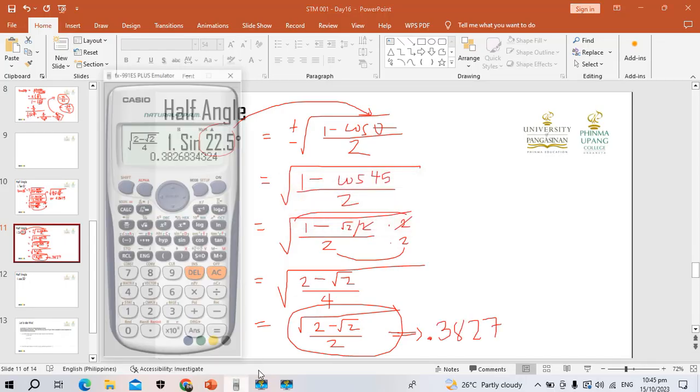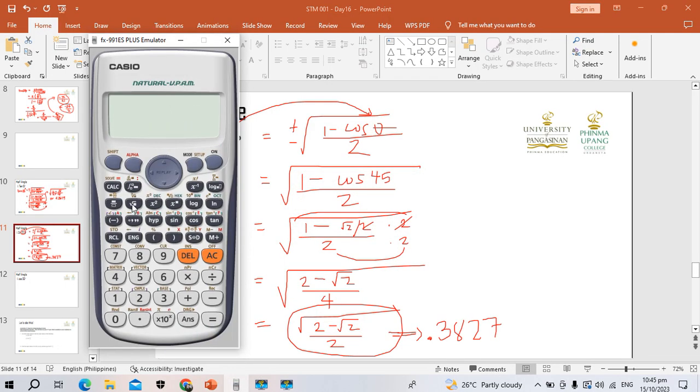I-check. Double check natin if it is correct. So, we're going to use 1 minus cos 45. We're going to type this one. Input natin, 1 minus cos 45. Nakalimutan ko yung fraction. Bawal yan. Hindi pwede. The square root. That's 1 minus cos 45, then this is 2. Then as you can see in my calculator, the same lang po yung nakuha natin kanina using the long method and the shortcut. 0.3827.